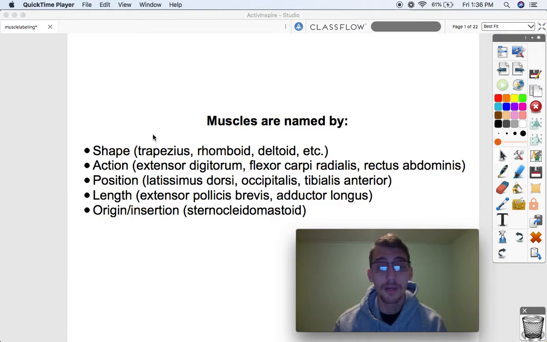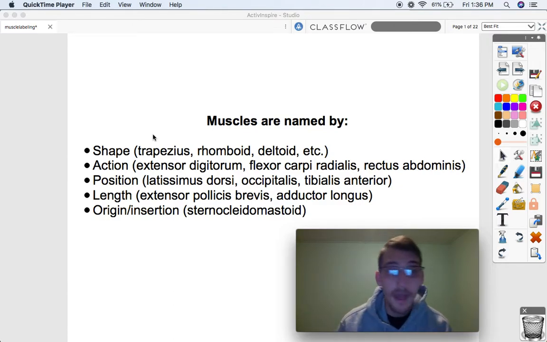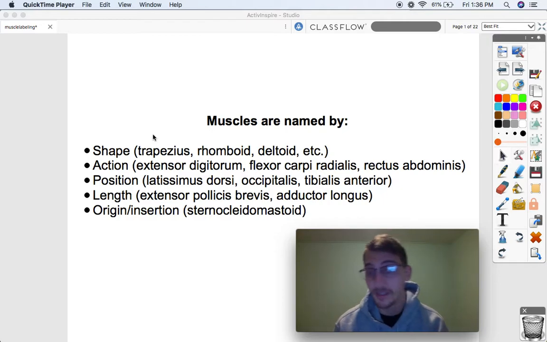All right, so here are a couple of tips on the way muscles are named. Muscles can be named for their shape, action, position, length, origin, and insertion. Some of the muscles that we're going to see are named for the shape they resemble. Like the trapezius represents, well, what kind of shape? Think geometry here. It's a trapezoid. Rhomboid, as in rhombus. Deltoid, as in a triangle, as in a delta.